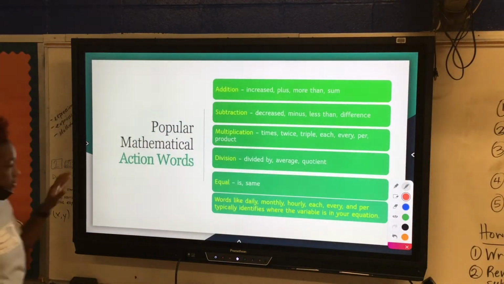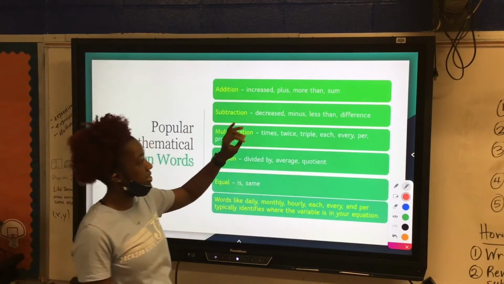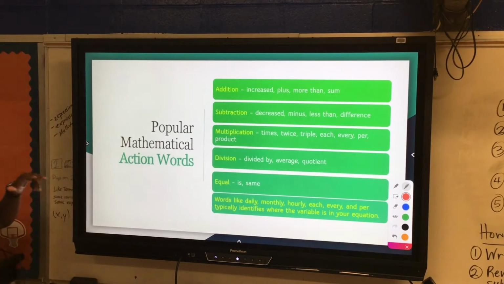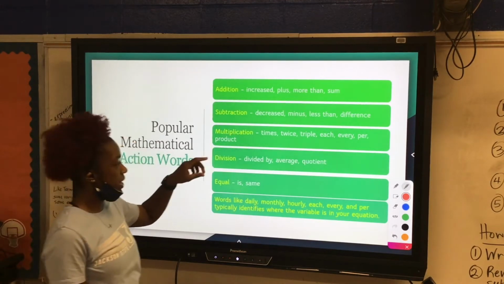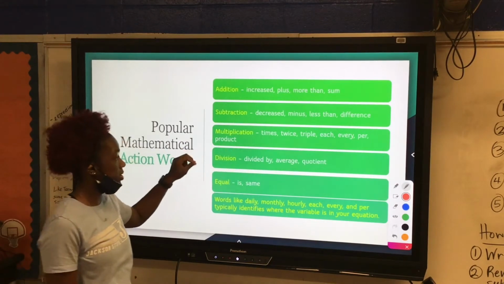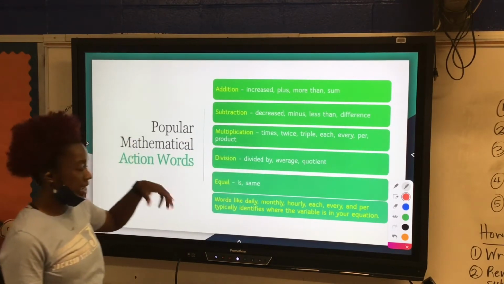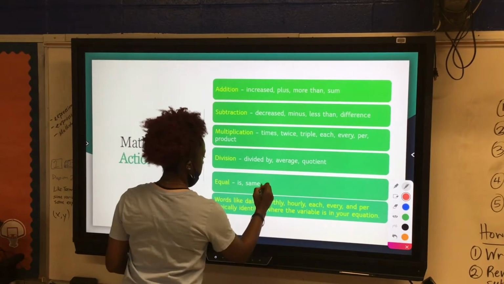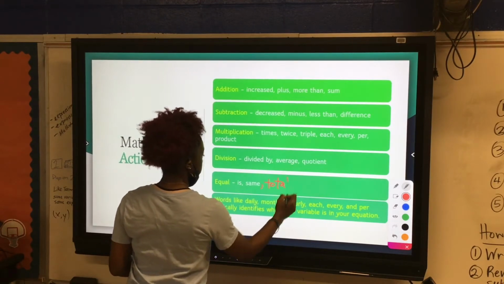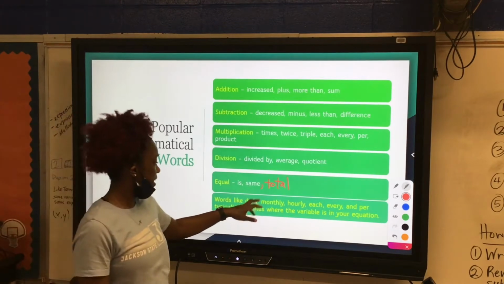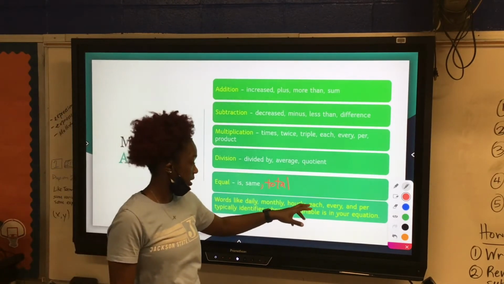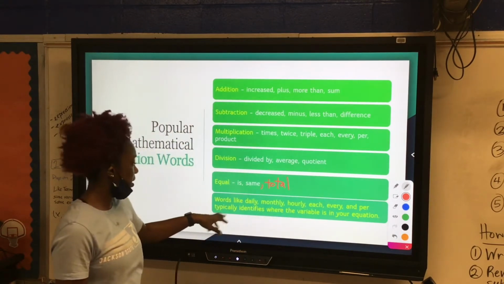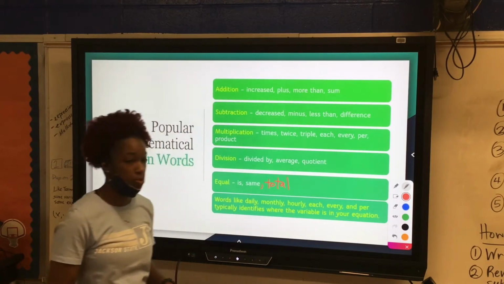So, popular mathematical action words. Whenever you see increase, plus, more than, or sum, that is addition. For subtraction, we have decrease, minus, less than, difference. Multiplication: times, twice, triple, each, every, per, product. Okay? Division: divided by, average, or quotient. And for equal, you will see is, same, and then I'll add another one, total. Okay? Words like daily, monthly, yearly. This is important. Words like daily, monthly, hourly, each, every, and per typically identify where the variable is in the equation. Okay?